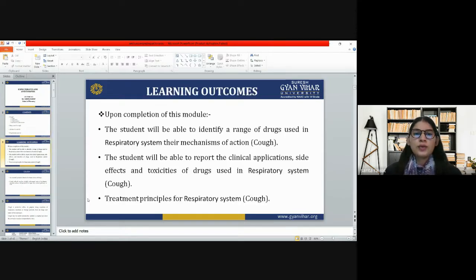The learning outcomes of this module are that you are able to know about the drugs that are used in cough, what are the mechanisms behind that, what are the adverse effects, what are the toxicities, what are the dosage forms that are used in coughing, and you are able to know the treatment of coughing.